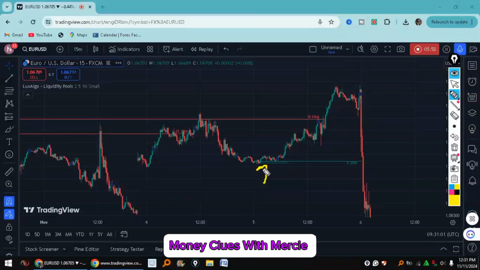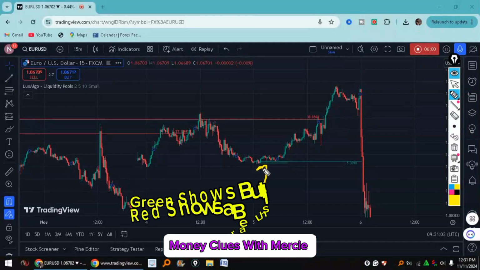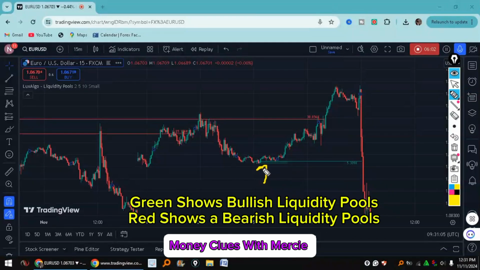So this one right here, we're supposed to know it shows us a bullish liquidity pulse, and basically the opposite is true. When you see the red one, it shows the bearish liquidity pulse. That's what you're supposed to know anytime you want to execute your trades using this indicator.